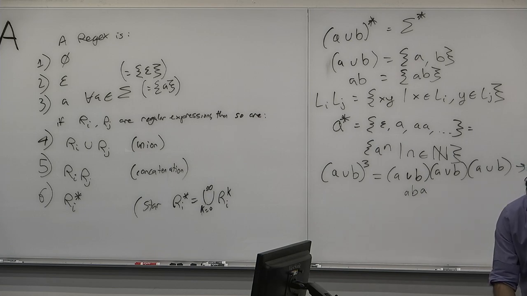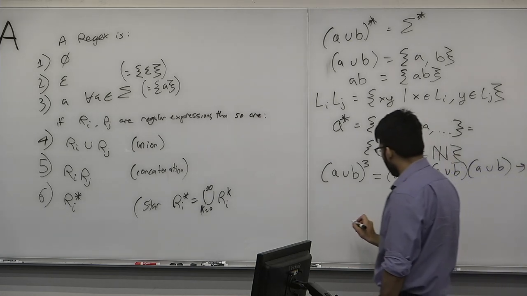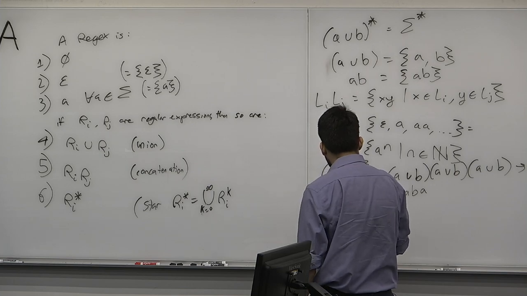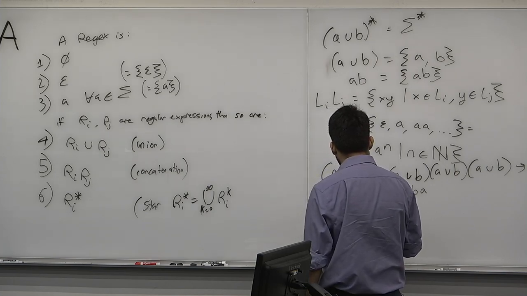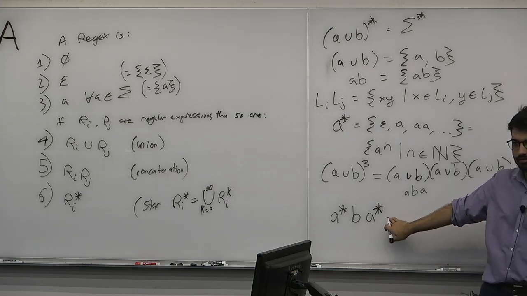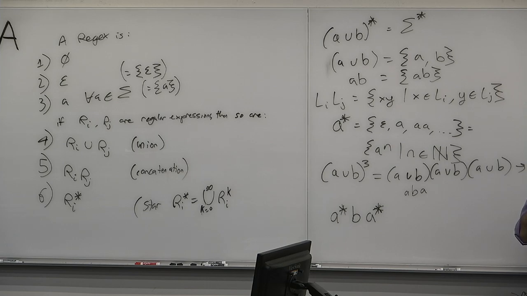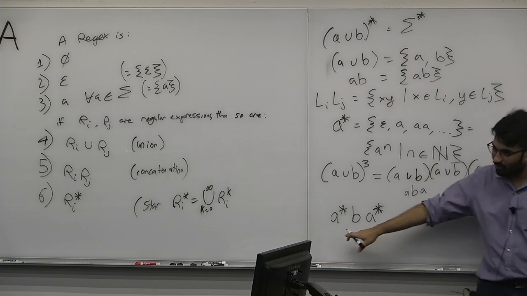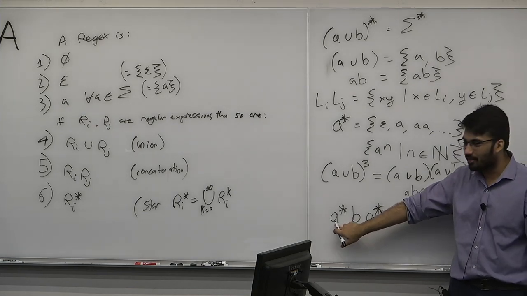What about A star B A star? This would also produce a set, right? Yes, this is a set of strings. But what is this set of strings? It's as many copies of A, and then B, and then as many copies of A. Yes. So it's A's with a B in the middle. In the middle, or towards either end. So yeah, this A star could be the empty string.